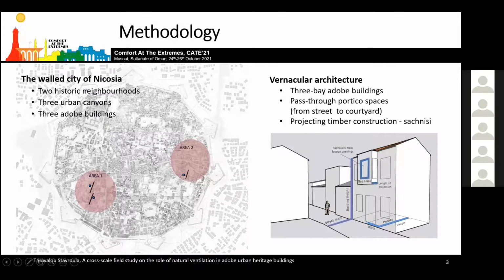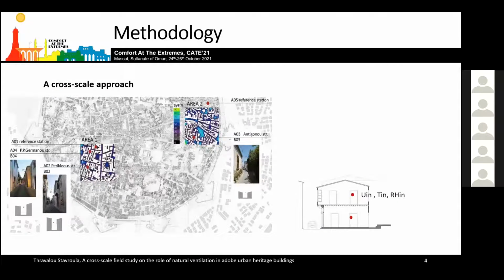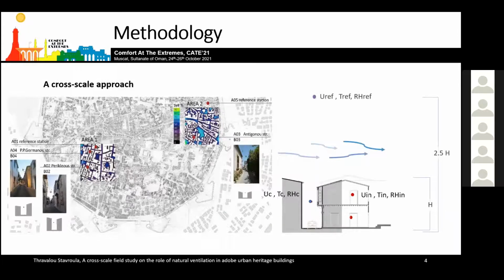The cross-scale nature of ventilation is addressed in this paper through field measurements in the interior of a typical adobe building, the street canyon, and the reference height, which is approximately 2.5 times the mean height of each neighborhood. Area 1 lies on the west part of the walled city, as you can see here, and is mainly comprised by 2-story buildings, and area 2 is covered by ground floor residences with large courtyards settled in a more organic and irregular street pattern located on the east.